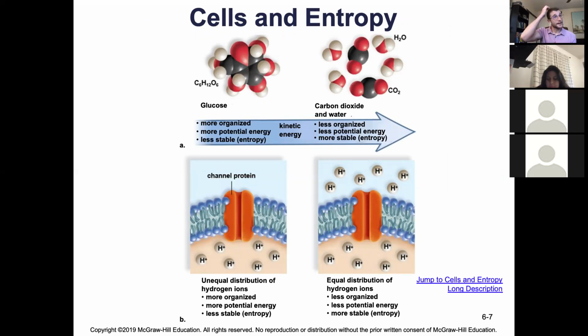Okay, so cells and entropy. This is a nice way to conceptualize this. You can take glucose, for example, a super organized molecule, and it has all this potential energy because it's really unstable. It's all packed together.